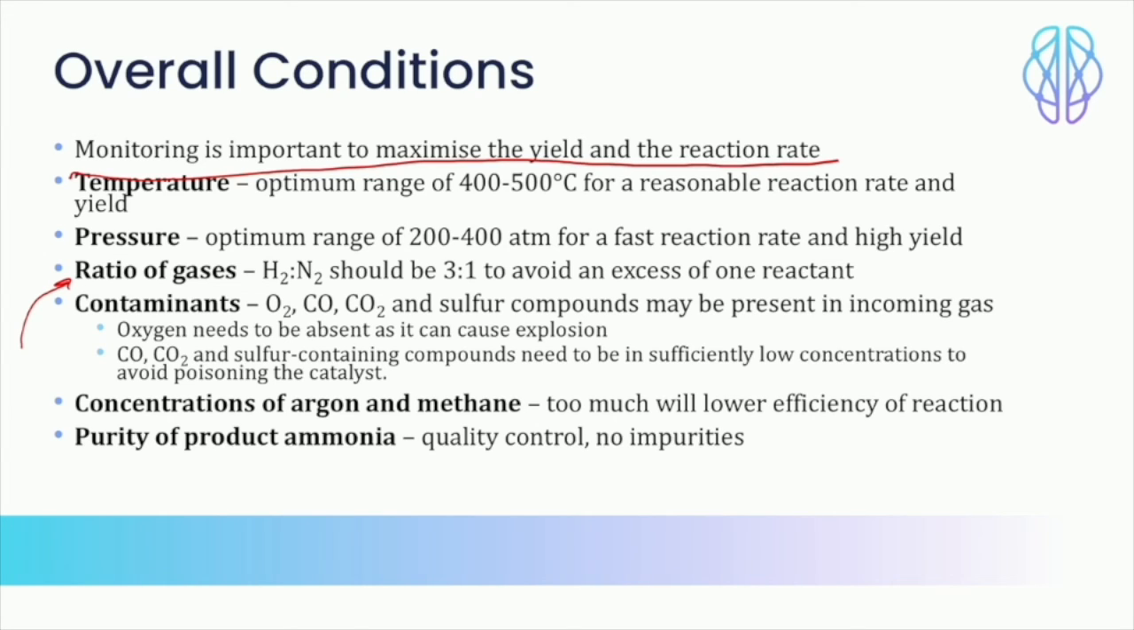Why we do this is to avoid an excess of one reactant. So if we add too much nitrogen for given moles of hydrogen, we may get an excess or buildup in nitrogen, and that's going to slow down the reaction as a whole, right? Overall, we want a 3:1 ratio. That's the ideal.